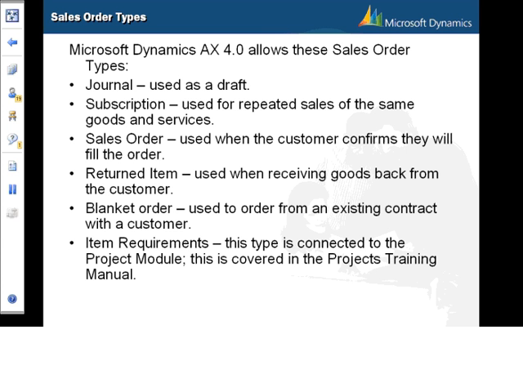Next type is item requirements. The sales order type of item requirements is connected to the Microsoft Dynamics AX project module. When you create your item requirements in the project module, you create a sales order of the type item requirements. The item requirement sales order will be discussed more in the section on project accounting. And the last is blanket order.